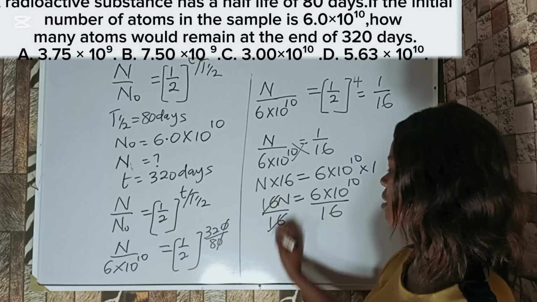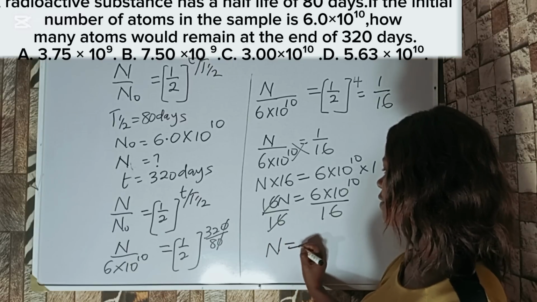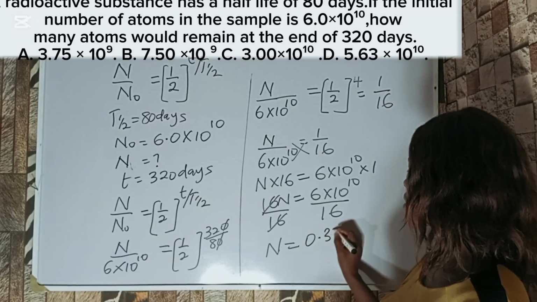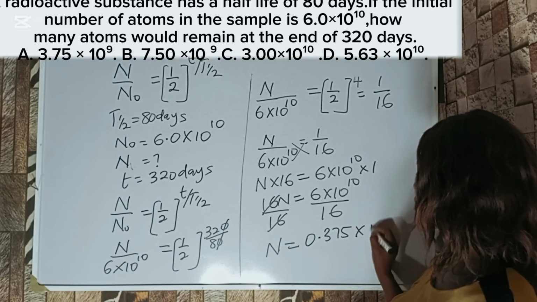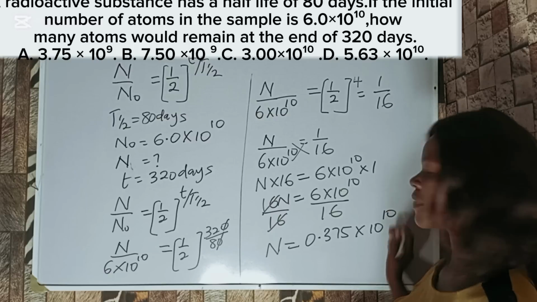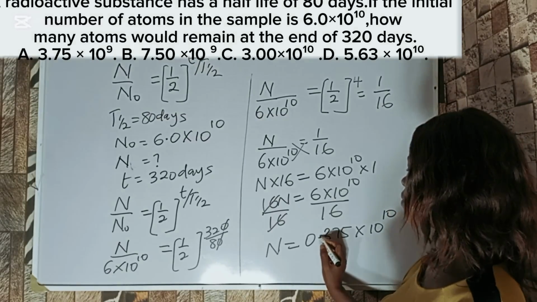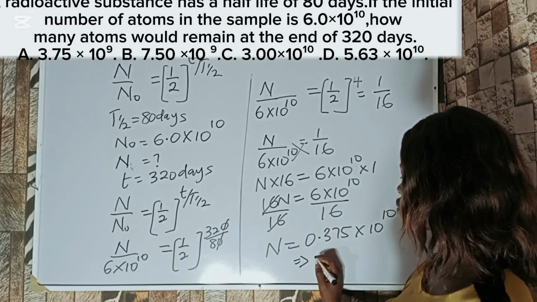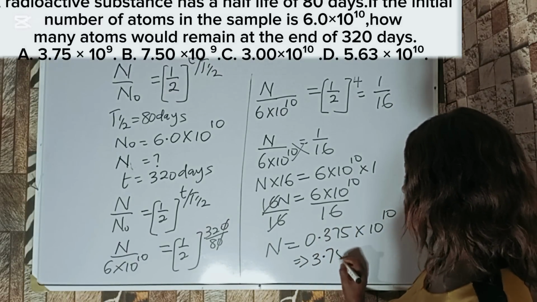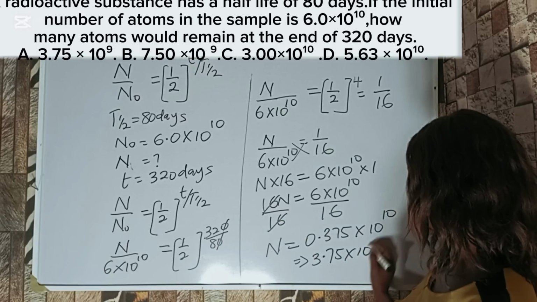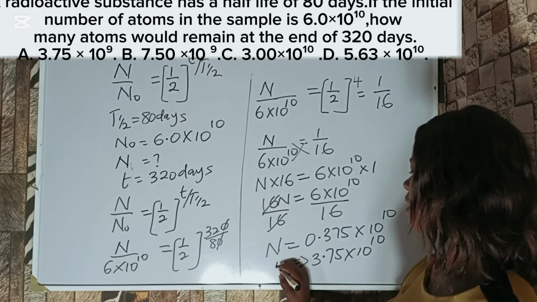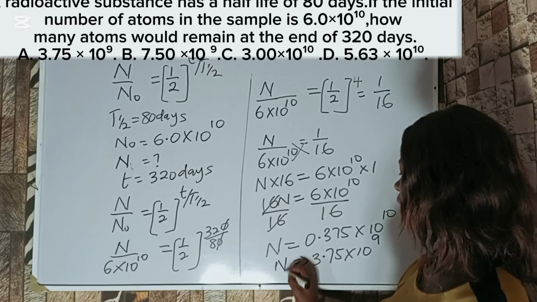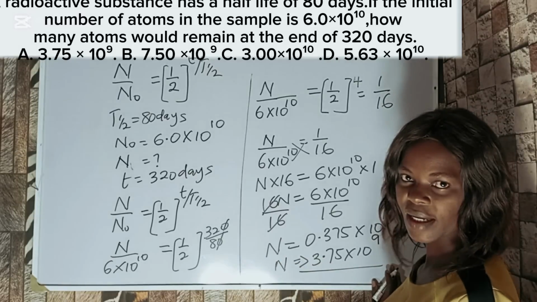This cancels this. I have N, right? So what do we have when we divide? We're going to have 0.375 times 10 raised to the power 10, right? Now by the time we take this negative this way, the answer is going to be 3.75 times 10 raised to the power 9. That is my N. Is that clear?